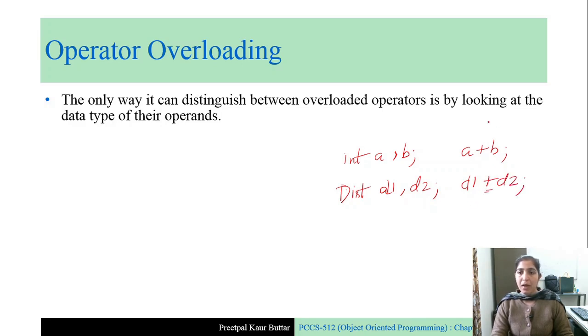plus operator. Now how does the compiler distinguish whether I have to use the normal behavior of this addition operator, or I have to use the overloaded behavior of this operator? This is decided by the compiler by looking at the data types of the operands. Here the data types are the predefined data types, and here the data types are user defined data types. Okay.